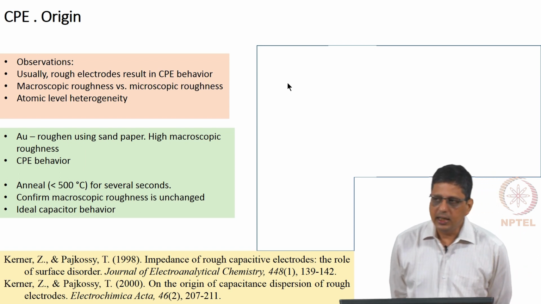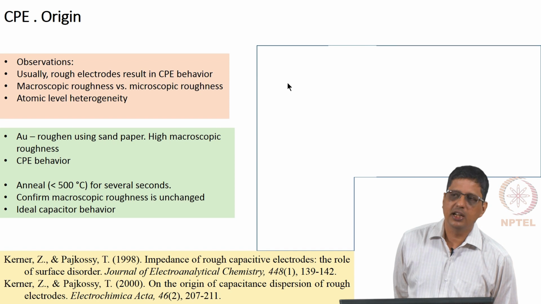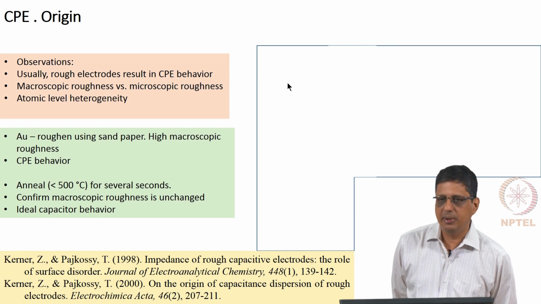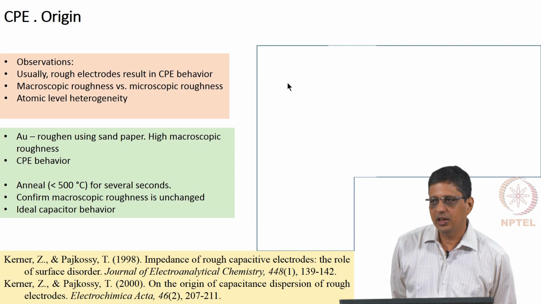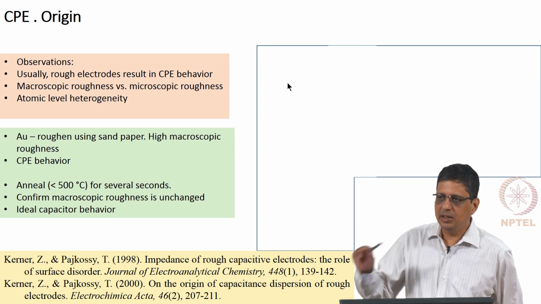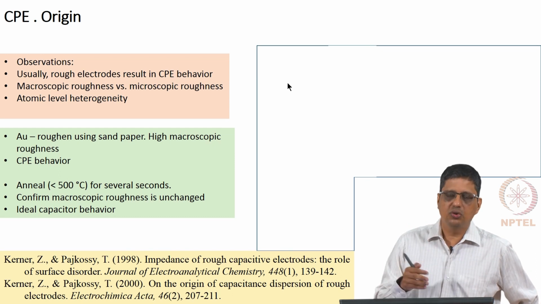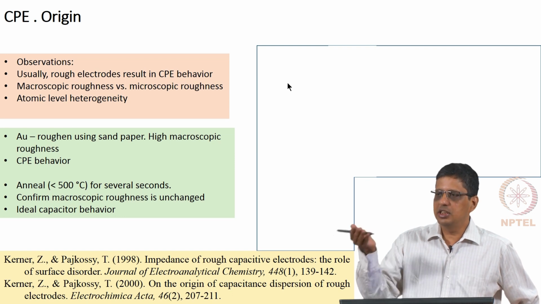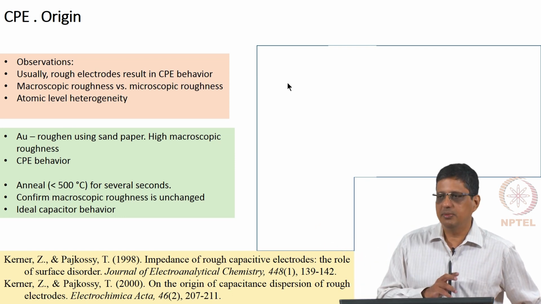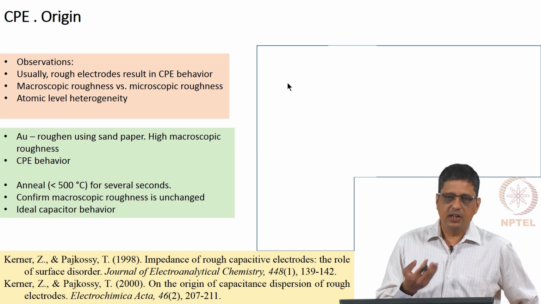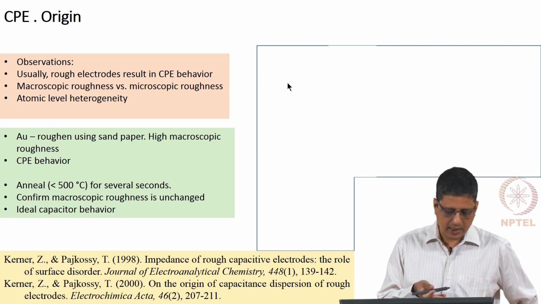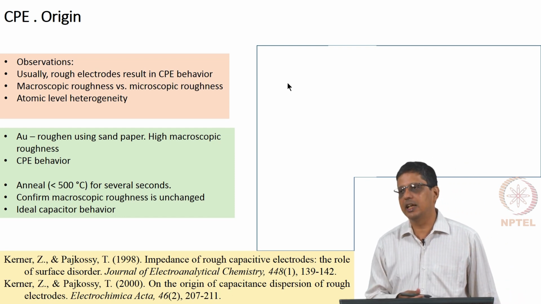Next, we can anneal it at moderate temperature, not very high temperature. If you go to high temperature, gold will melt. If you go to less than 500, gold will not melt, but it will anneal, meaning some of the stress will be relieved, and very small fluctuations in roughness will go away, but the major roughness will not go. So, if you take an SEM or AFM before annealing and after annealing, the structural change in terms of physical morphology will not be significant. But if you do an electrochemical experiment, at least they report that it behaves more like an ideal capacitor.